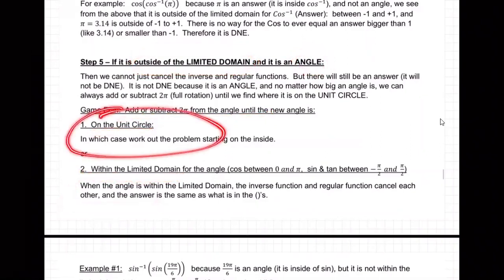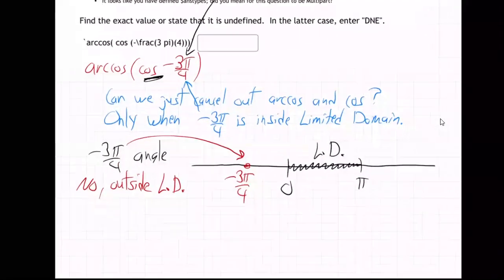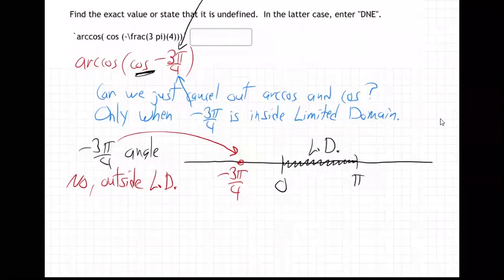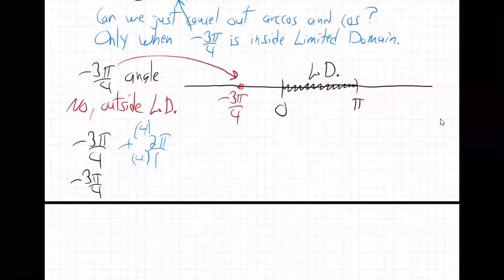Ours is going to come back onto the unit circle, which means you need to work out the problem on the inside. I gave examples of this down here. You can read them on your own time. I'm going to do that example right now with you. So we're going to take this negative 3 pi over 4, which is outside. We're going to try to bring it back inside by adding 2 pi over 1. So I've got to multiply top and bottom by 4, don't I? So this becomes negative 3 pi over 4 plus 8 pi over 4, which comes out to be positive 5 pi over 4.